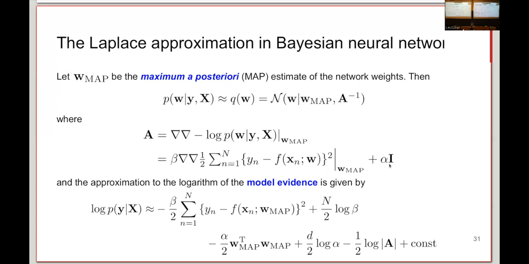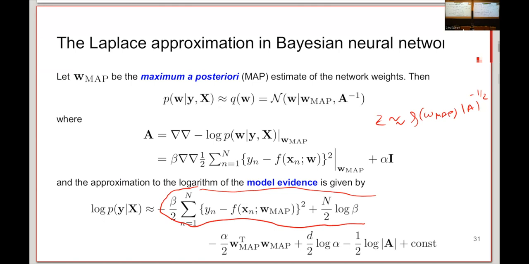We can then approximate the model evidence, the normalization constant, as before. Before we had it approximated as the function evaluated at W MAP, and then some determinant of A, with a factor of minus one half or so. Here we are doing the same, now with logs. The log of the model evidence is the log posterior evaluated at W MAP, and that's this term. All this comes from the log posterior, including the part coming from the prior. And then we also get this extra term, which comes from the normalization constant of our Gaussian. So it's more or less the same as before. We have only replaced the likelihood by the likelihood of our neural network.